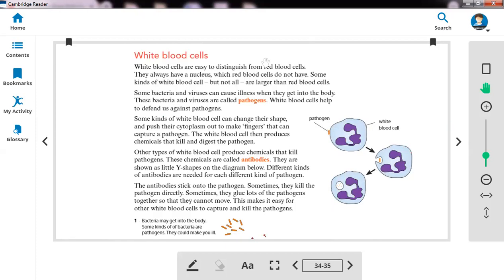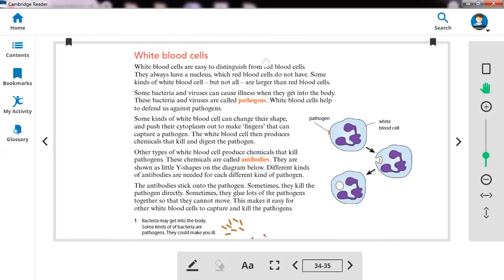The third part of the blood is white blood cells. These blood cells fight against the small microorganisms that make us ill or sick, for example, bacteria and viruses. The bacteria and viruses that enter our body, white blood cells defend us against them.